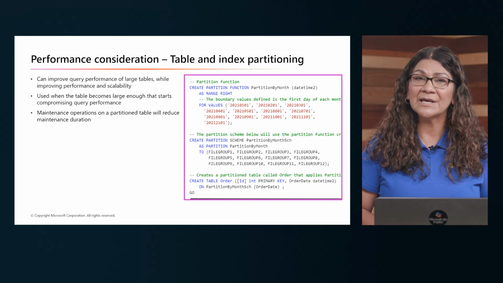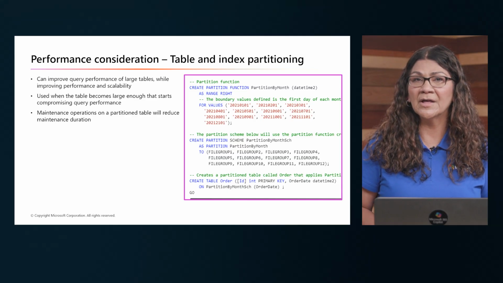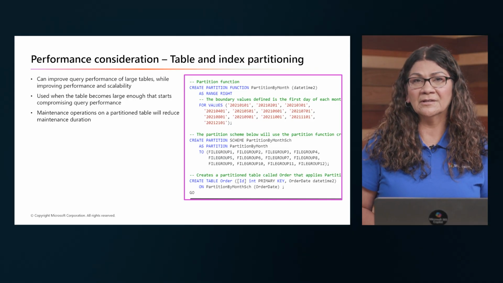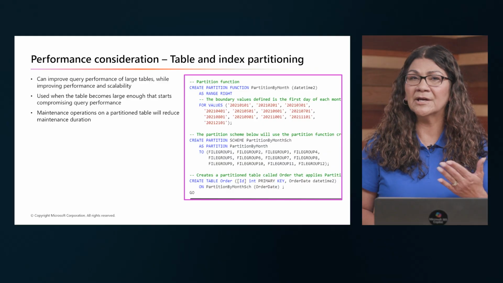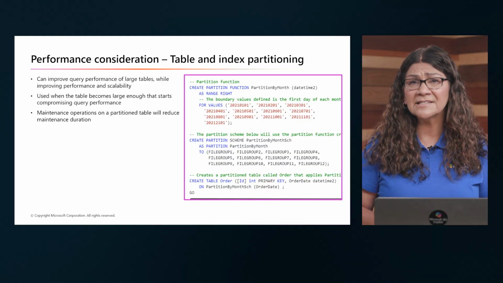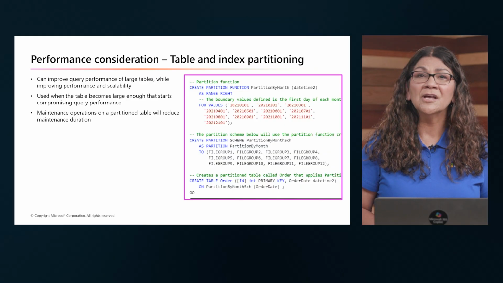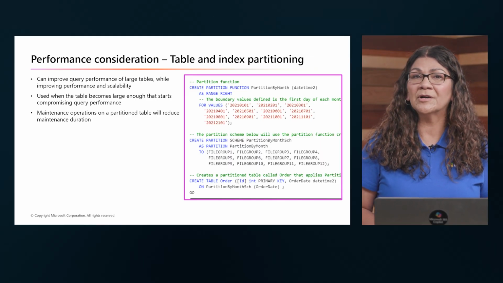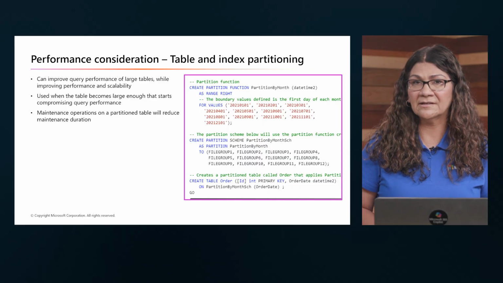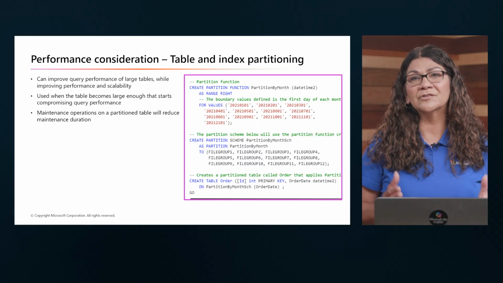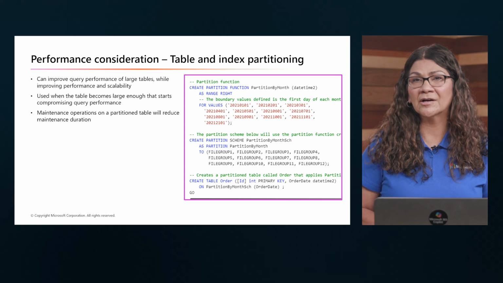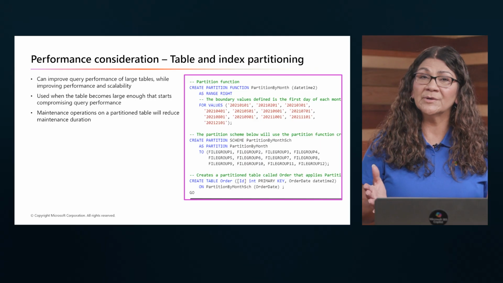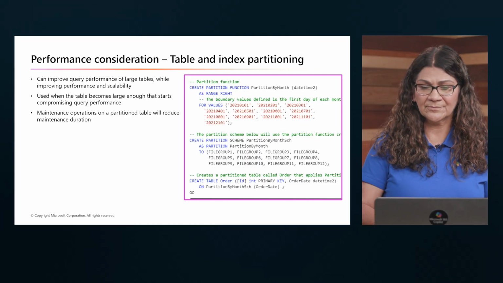The partition scheme, partition by month scheme, maps each partition to a separate file group, like file group 1, 2, and so on, physically distributing data by month. The order table is then created using this scheme with partitions aligned to the order date. This setup is ideal for scenarios like reporting or archiving, where queries can target specific months, boosting performance and simplifying maintenance.